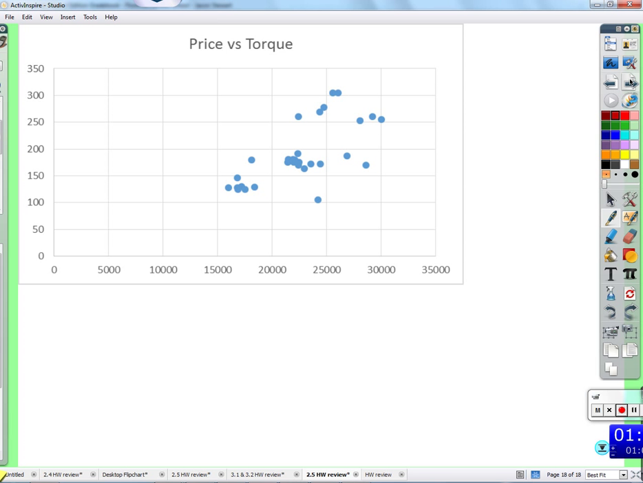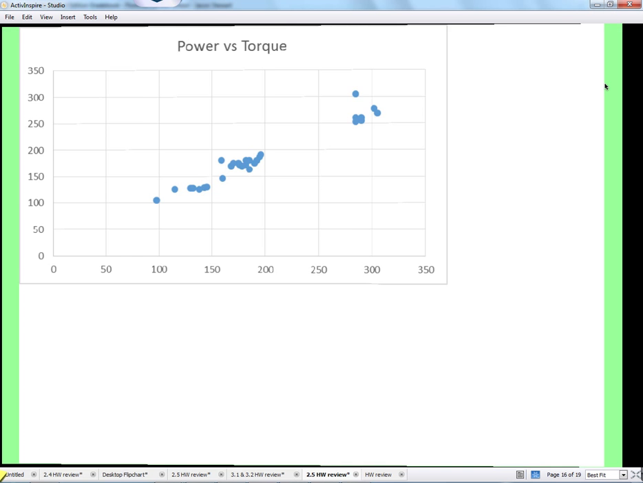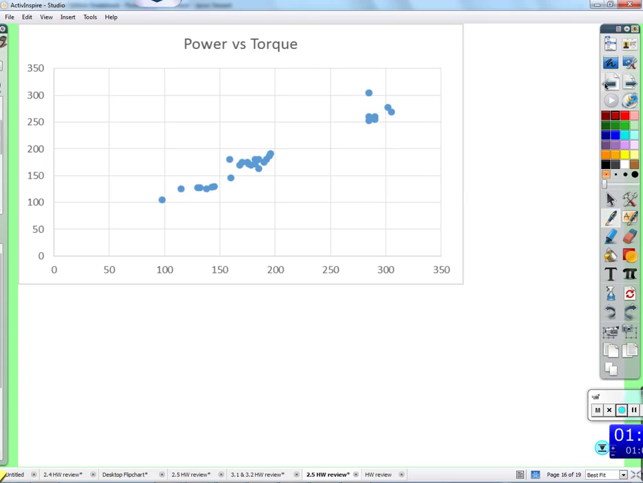And price versus torque. It's like all over the place. There's some correlation, it's not all over the graph, right? But it just doesn't seem like there's a whole lot of a relationship between those two. I think that's the last one I had. Okay? Let's take a look at power and torque. They seem very closely related.